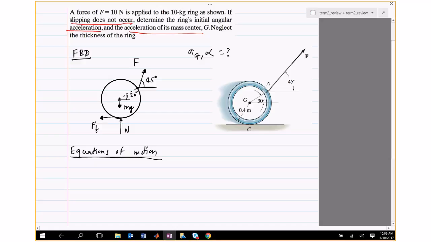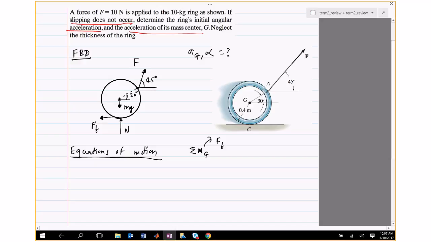If you take G, then force F is known, so let's not bother about that. Let's look at N and Ff. N passes through G, okay, but Ff does not pass through G. So if you do equilibrium about G, then this thing will have an Ff appearing in it, and Ff is something which we do not care about. We are not interested in Ff, right? You're asked to find acceleration. So what about choosing this point?